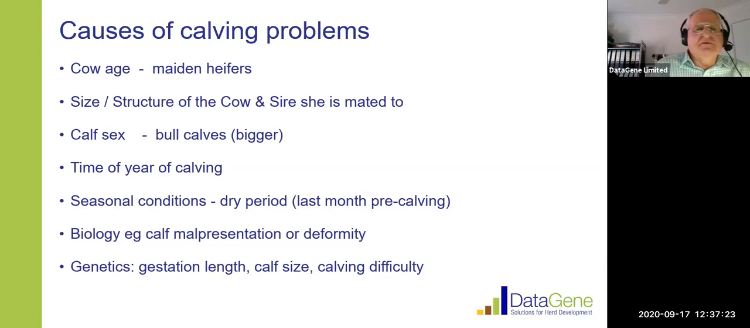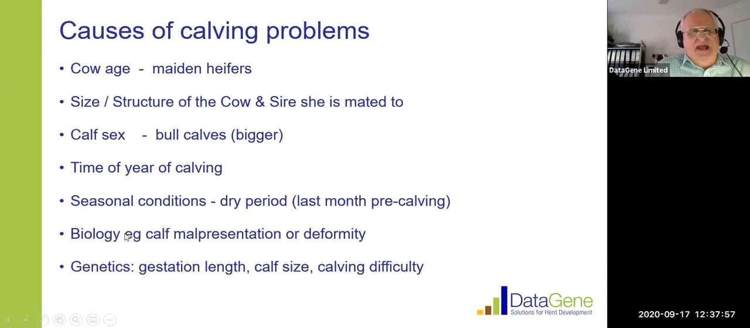The time of year of calving, so there is a difference between autumn calving and spring calving, which is generally tied up with the next one, which is the condition of the cow at calving in terms of body condition, plus also that dry period, that last month pre-calving, what conditions the cow is experiencing during that time, and whether or not she's putting a huge amount of effort into calf growth, or whether or not that's being controlled.